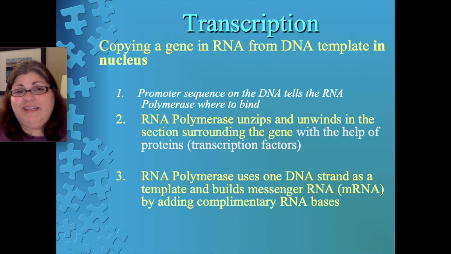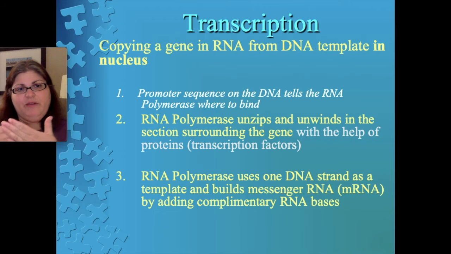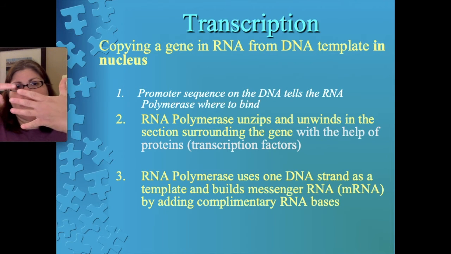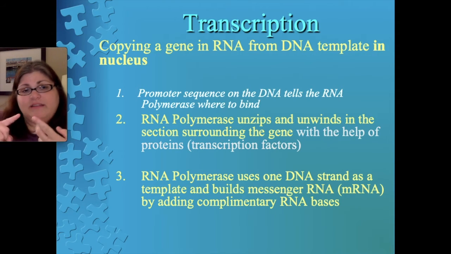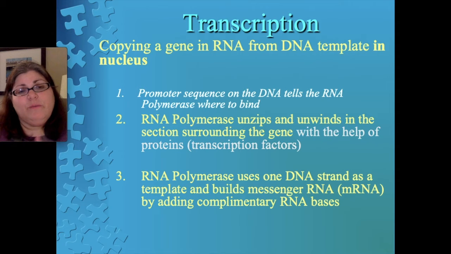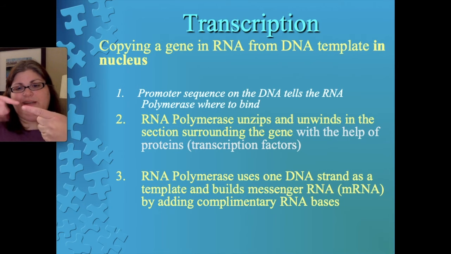Then, just like it did in replication, RNA polymerase is going to use complementary base pairing. If it knows one side, it knows what to compare. A's go with U's because it's going to pair and make RNA. So A is going to bond with U, and C is going to bond with G, so that if you know one side, you can make a complementary sequence on the other.